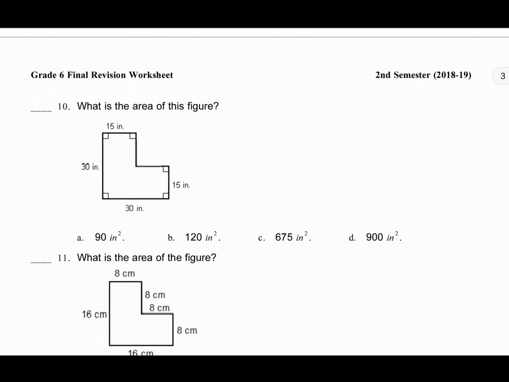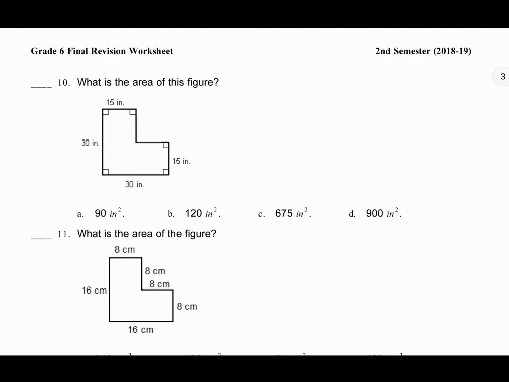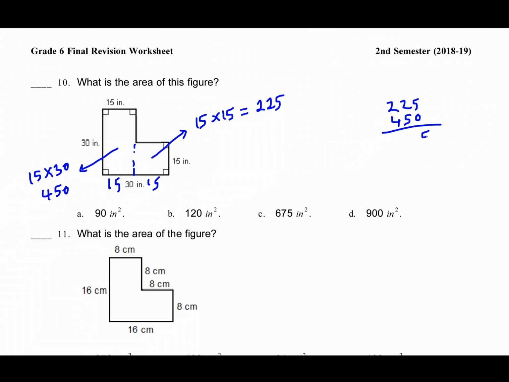Next question. What is the area of this figure? We can divide this area into known shapes. If you divide it from here, it's 15 and here 15, so it would be 15 times 15, the area of a square, which equals 225, and this part would be 15 times 30, which is 450. So now the total: 225 plus 450 equals 675, which is C.